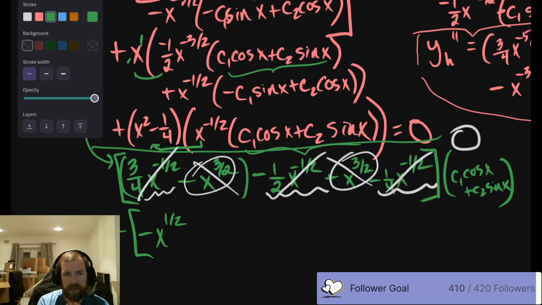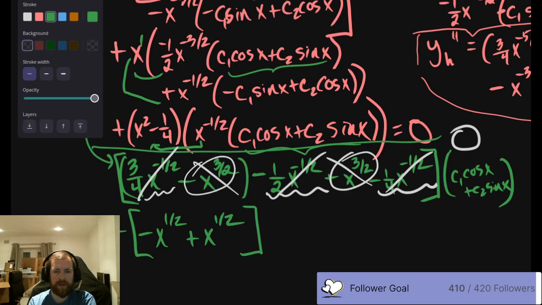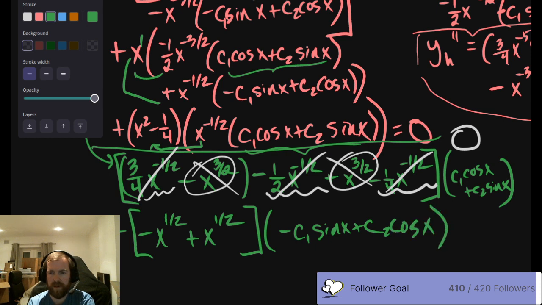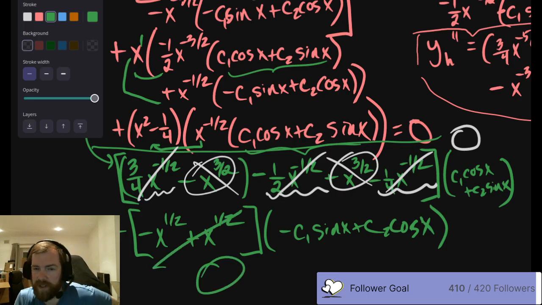Next one we get x to the first times x to the negative 1/2 is going to be x to the positive 1/2. And that's it. So this is a negative c1 sine x plus c2 cosine x. And again, it's going to be 0. So 0 plus 0, we do end up getting a 0.